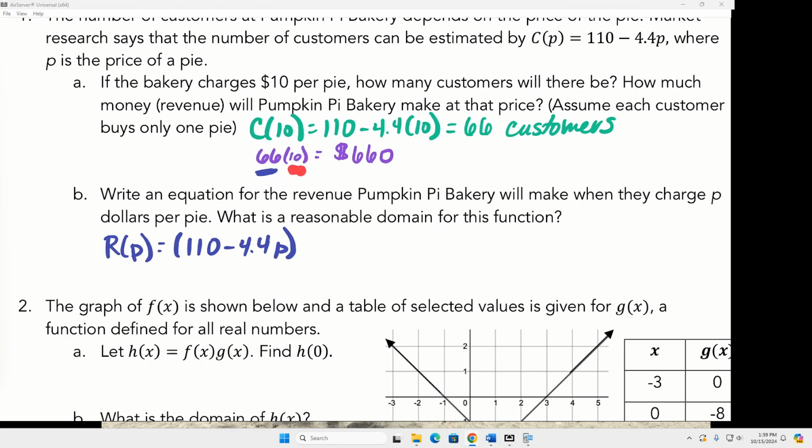All right, where did the 10 come from? What was the 10? The price of the pie, and in this case, the price of the pie is P. So that's the function for the revenue. And we could multiply that out if you wanted to, but I don't want to. Let's just leave it like this.